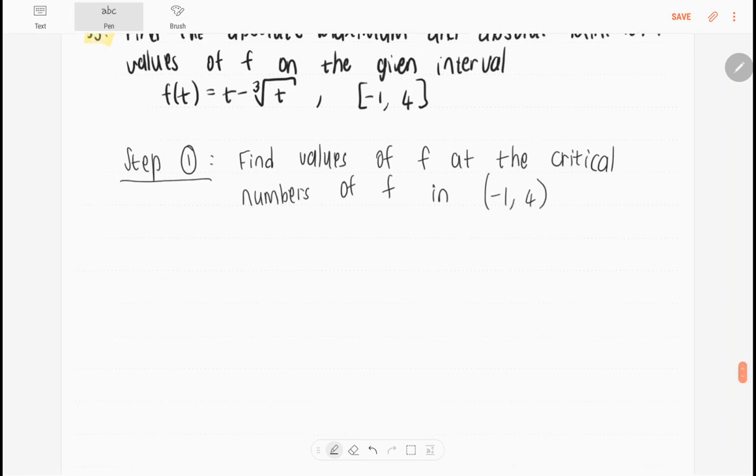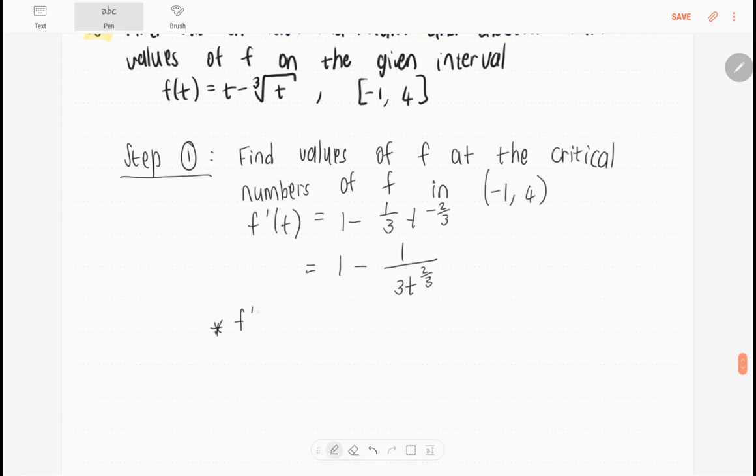So to find the critical numbers, the first thing I do is find the derivative, which is going to be 1 minus a third t to the power minus 2 over 3, which I can write as 1 minus 1 over 3 t to the power 2 over 3. So now we check two things. Firstly, does the derivative not exist for any values of t? Yes, it does not exist when t equals 0.